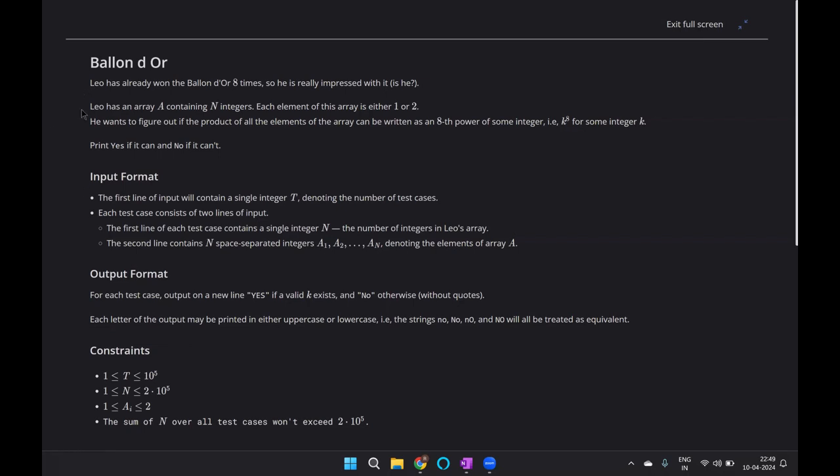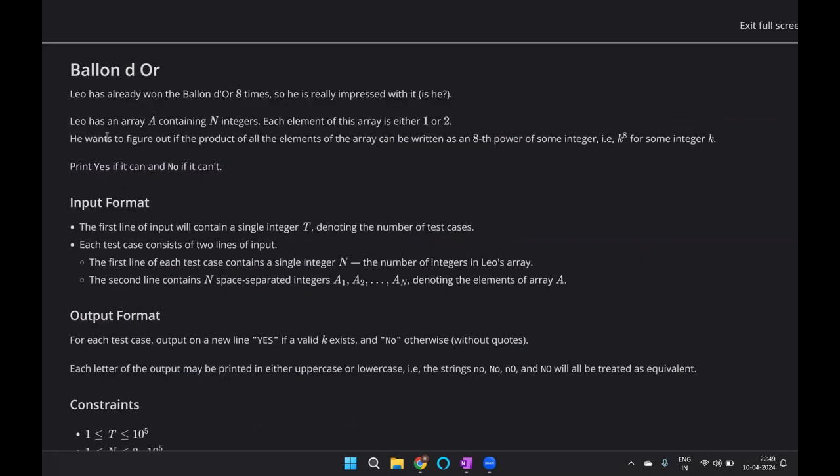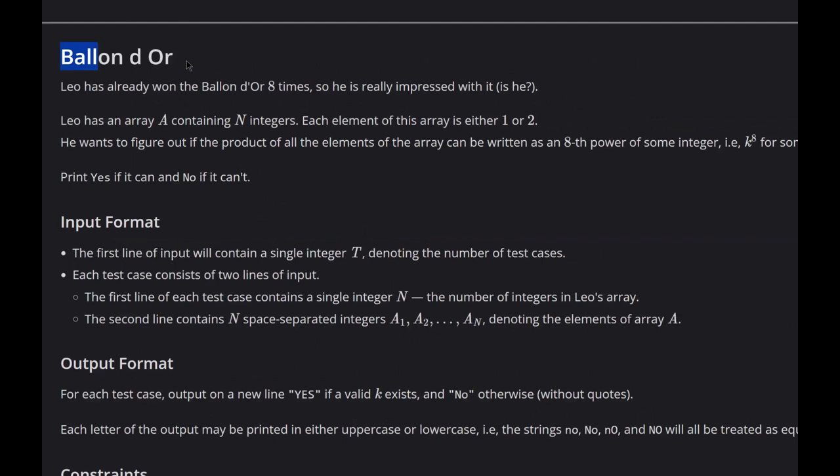So this is the first problem of the Div 2 contest, Ballon d'Or. It says that Leo has already won Ballon d'Or 8 times. So he's really impressed with it, is he? And Leo has an array A of n integers.